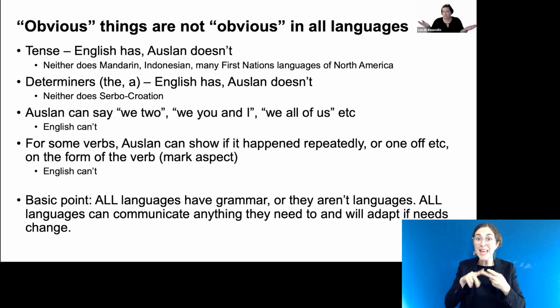So the basic point is that all languages have grammar, or they're not languages. All languages can express anything you need to. If the language doesn't have a way to express it, then they will quickly, naturally invent a way to express it if the need arises.